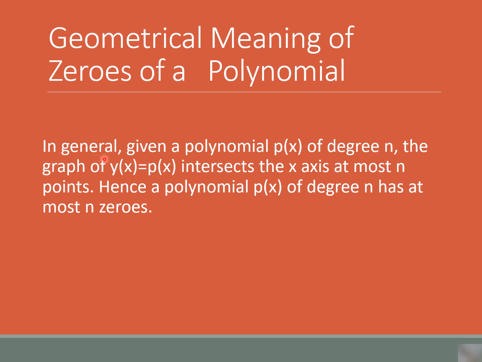So in general, given a polynomial p(x) of degree n, the graph of y equal to p(x) intersects the x-axis at most n points. Hence, a polynomial p(x) of degree n has at most n zeros. So the number of zeros of any polynomial is dependent upon the degree of the polynomial. We have seen that a quadratic polynomial could have either 0, 1 or 2 zeros, but not more than 2 zeros. Similarly, not more than 3 zeros in case of a cubic polynomial.